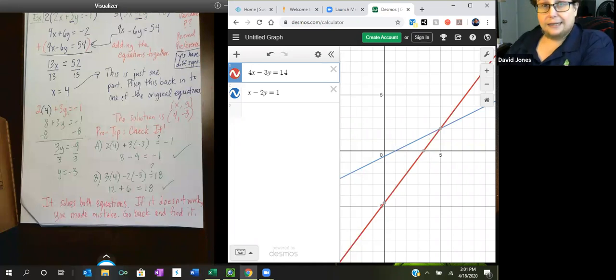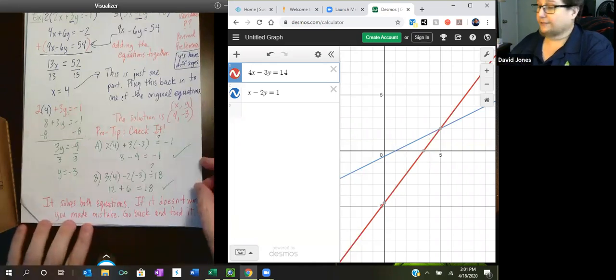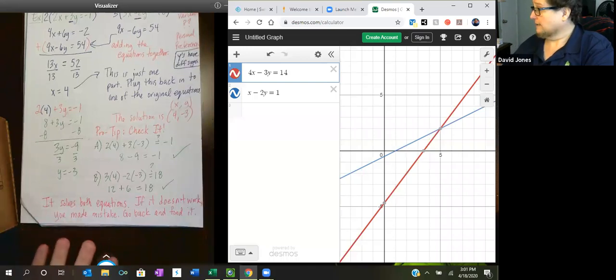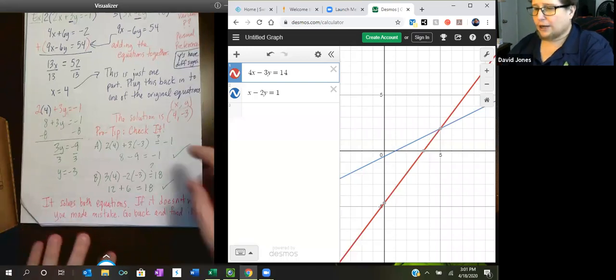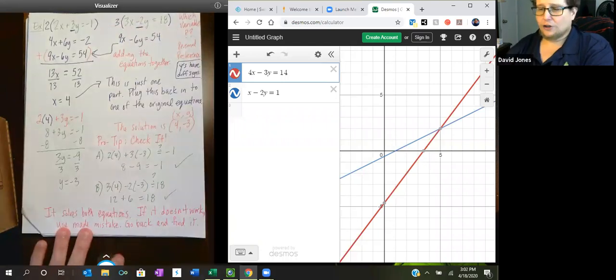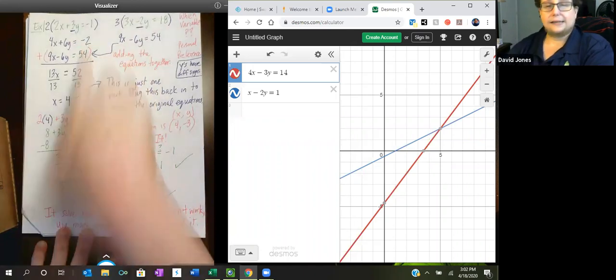I don't know if they think they did the check wrong, but if your check doesn't work, either your check was wrong or your answer is wrong. So it's worth, especially on a test, looking into this stuff. Okay. This is why we call it the addition method. We added the two equations. And it's also why it's called the elimination method. We eliminated y's in that process.